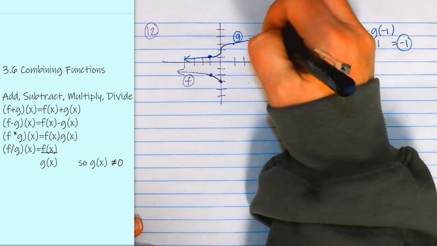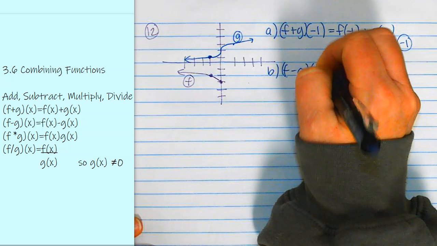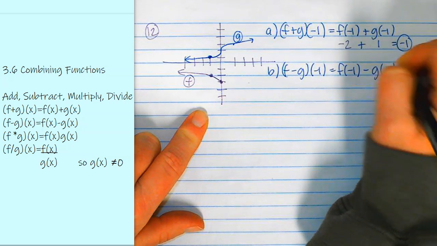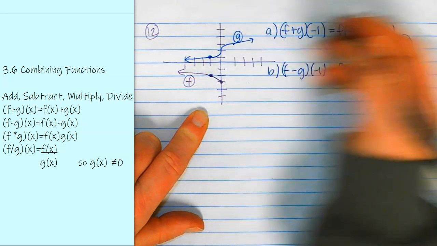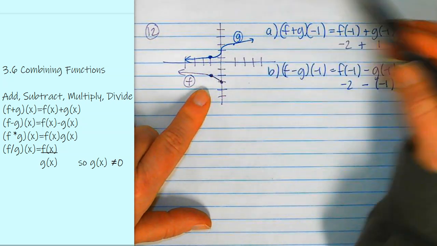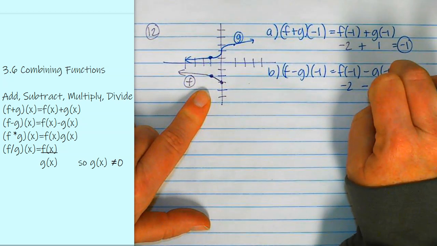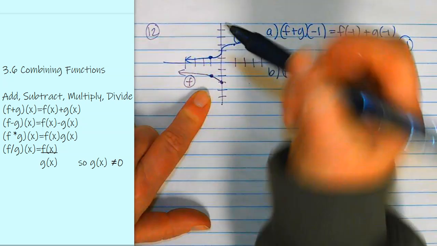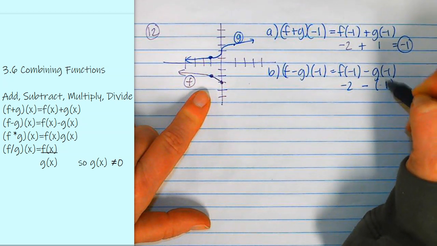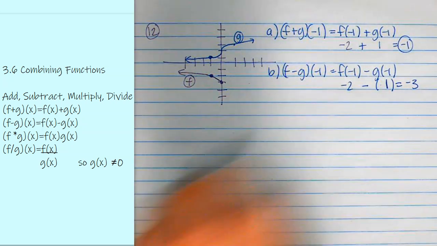The next thing we did, this was A. B, we're finding subtraction. F minus g at -1. So we've already found f of -1 and g of -1 from our graph. It's -2 and +1. So -2 is this value on f. G is +1. So here's -2, there's the minus, this one is +1. And then I get -2 minus 1 is -3.